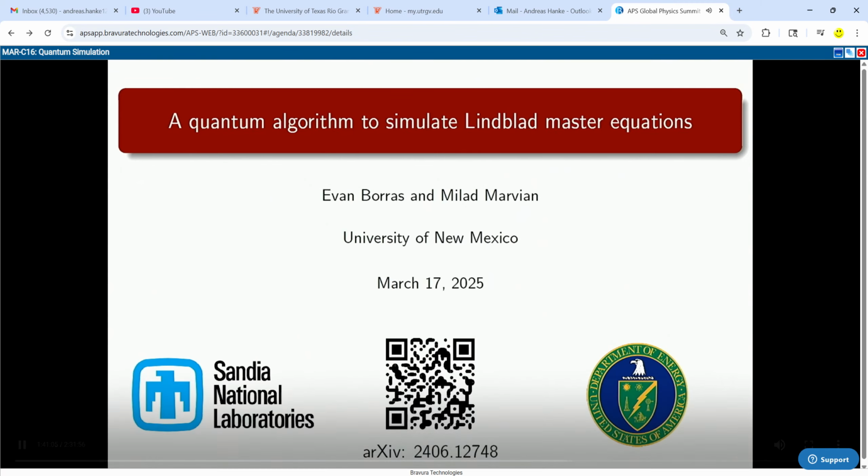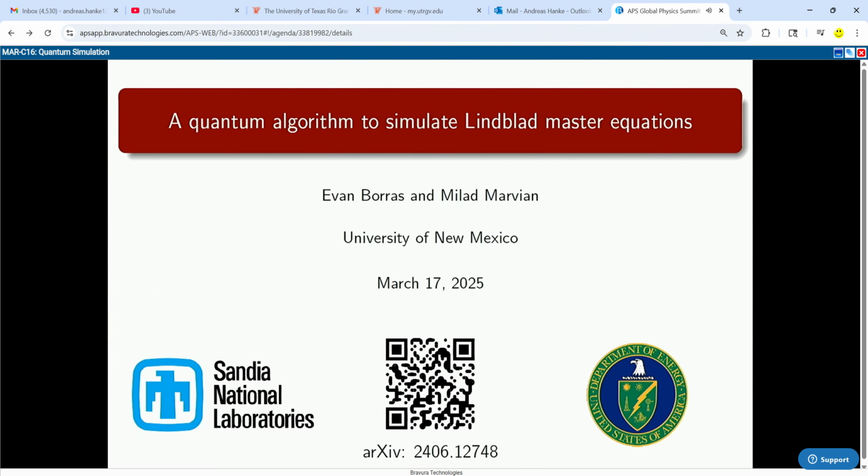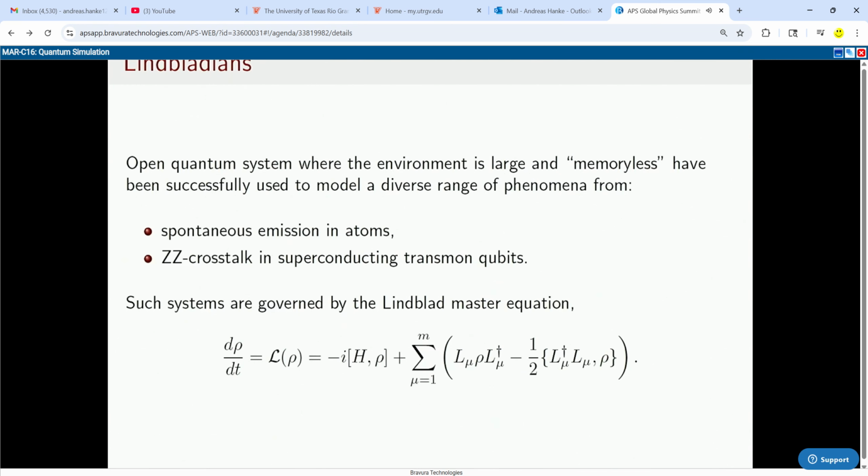Hey, I'm Evan Barras, a PhD student at the University of Mexico, and today I'm going to talk about a quantum algorithm to simulate Lindblad master equations. This is joint work between me and my PI, Milad Marvian, and before we get into the details, let's refresh a bit about open quantum systems.